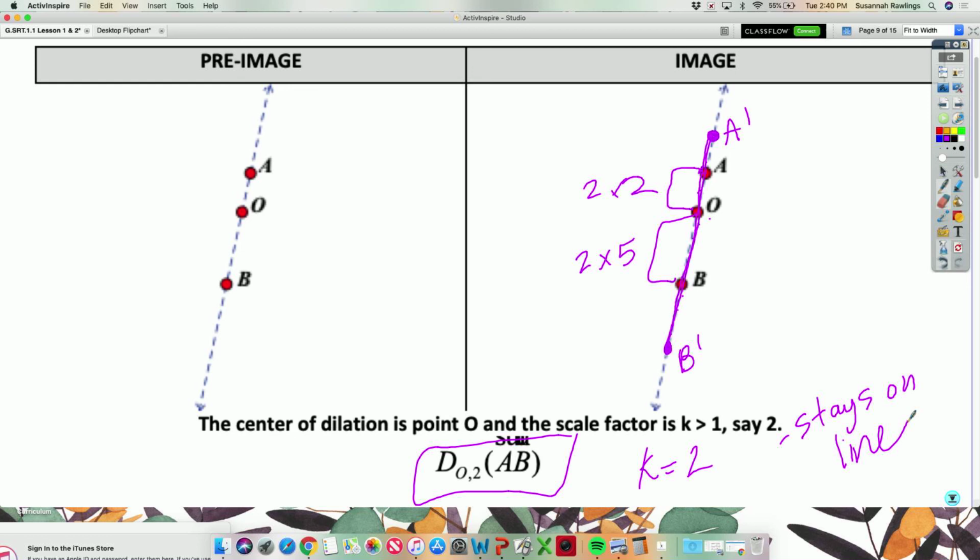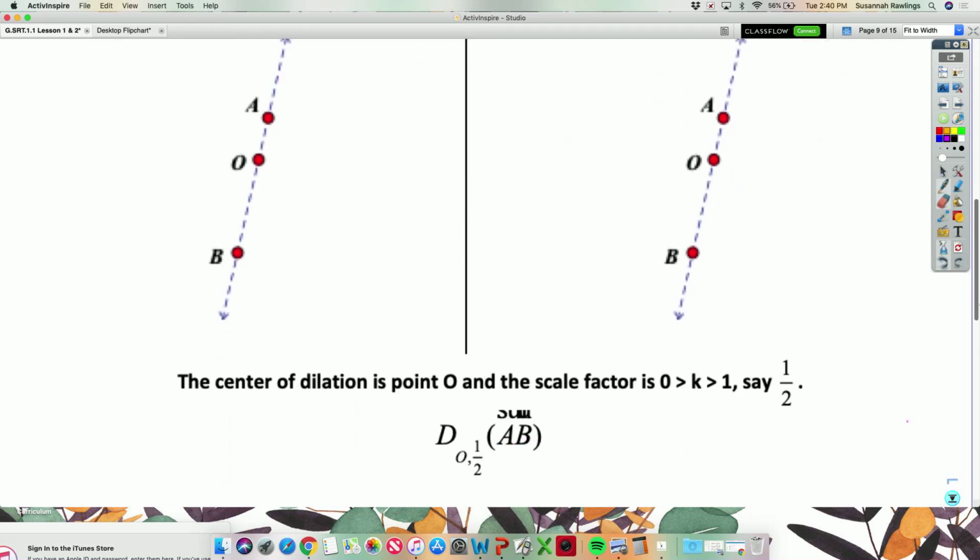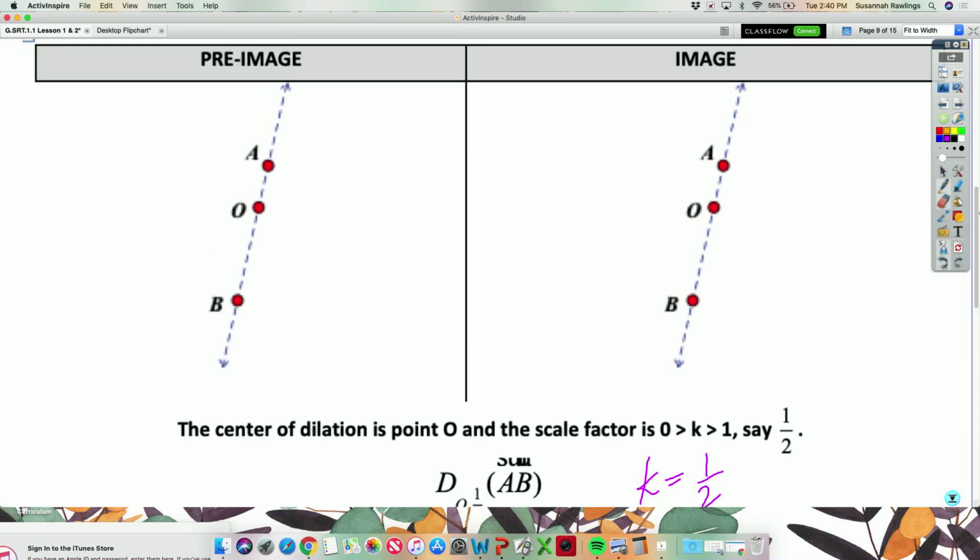Stays on the line. Okay, the next one, was that an enlargement or a reduction? That was enlargement. This next one is a what? Reduction. My scale factor is 1/2, so it should be splitting the length in half now. So we're going to count, we have 2 as my original length. So what is half of 2? 1. So it should be here in the middle. There's A prime, don't forget your prime symbol.